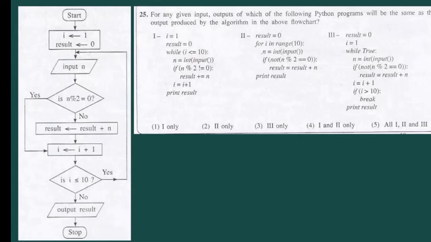In the last one, it's a while true loop. It will loop infinitely, but if you find the i value is greater than 10, if the number of items exceeds 10, it will break out and give the same result. All three are correct, I think. Fifth one is the correct one, the last one, because by seeing all the programs, we can say everything is the same as the flow chart.